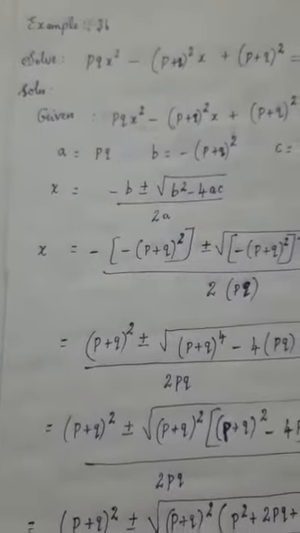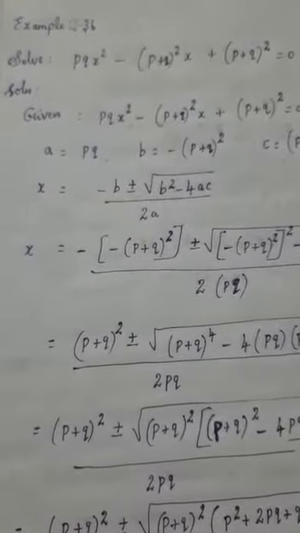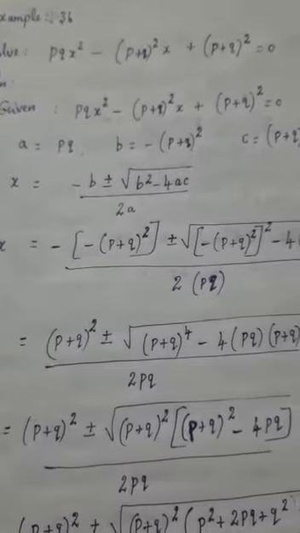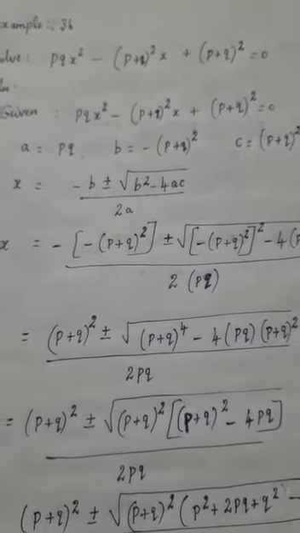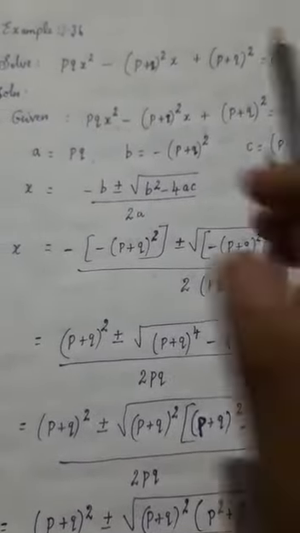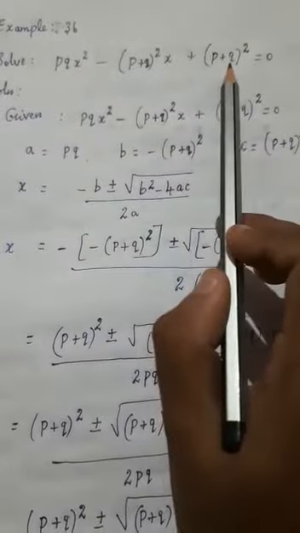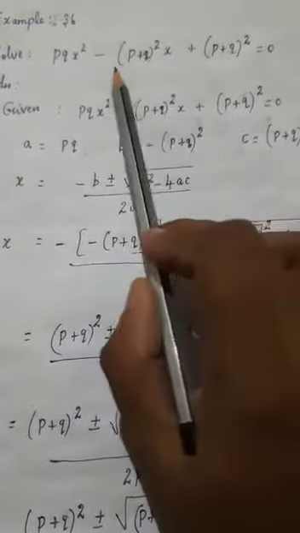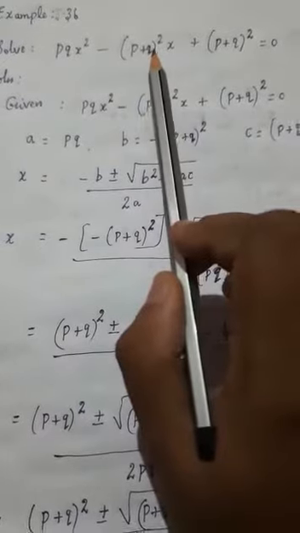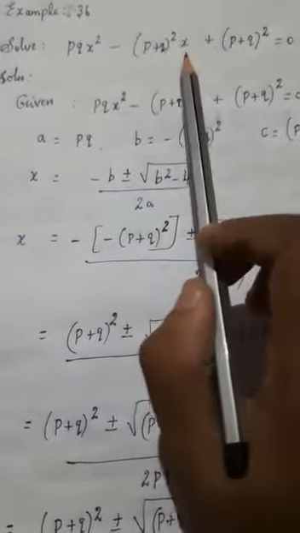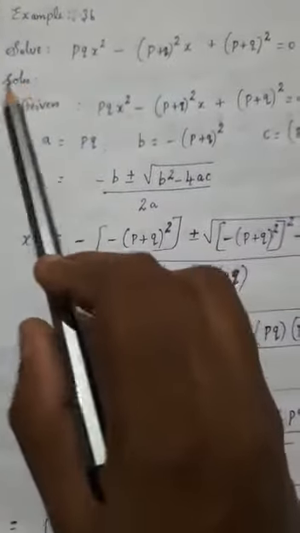Now let us see example 3.36. Now see the question. Solve pq x square minus (p plus q) the whole square into x plus (p plus q) the whole square is equal to 0. In our question they have given one quadratic equation. They have asked to find out the solution for this equation. So now here we are going to solve this equation using the formula method. Now let us see how to solve this equation.